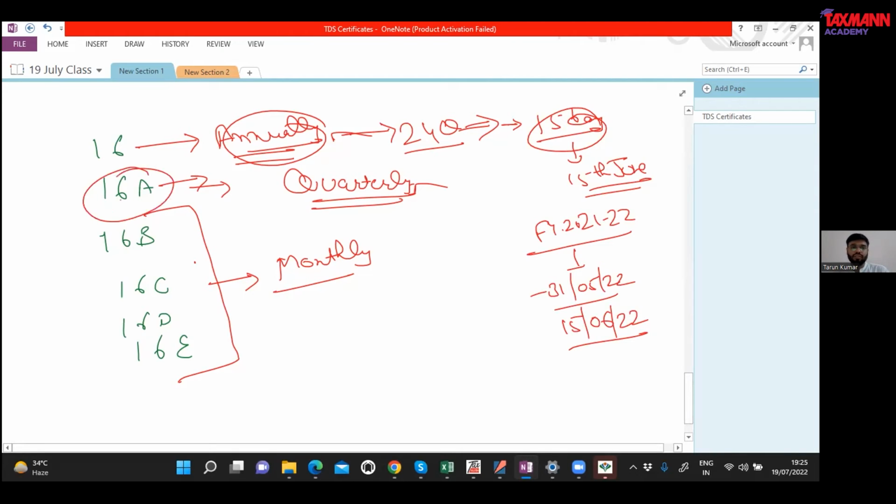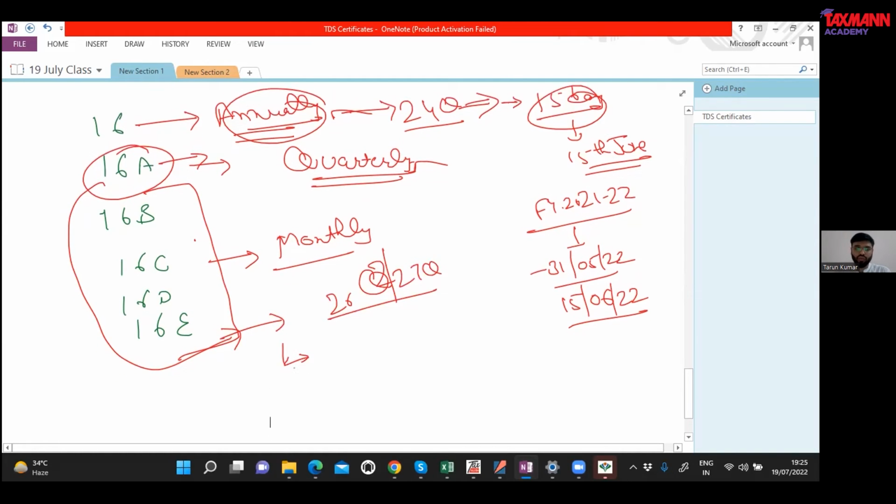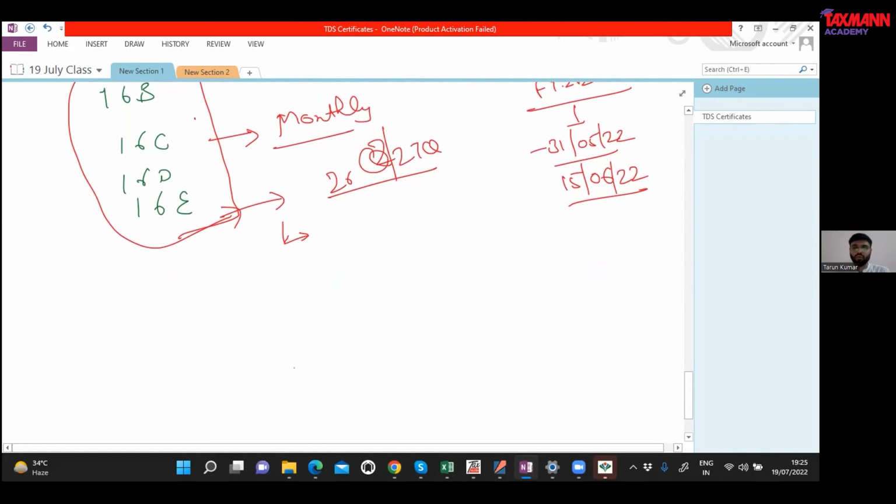Now 16A. 16A is to be issued against which TDS returns? Form 26Q and Form 27Q. These certificates are issued quarterly, right? So what is the due date for every quarter to file those 26Q and 27Q? Sir, 1 month from the end of the quarter. Yes, 1 month from the end of the quarter.